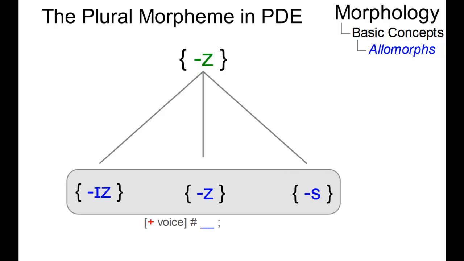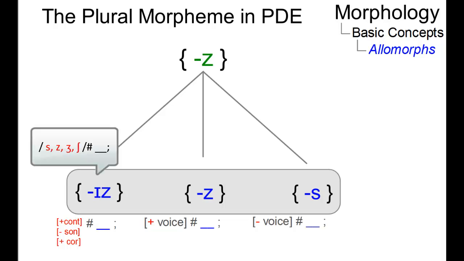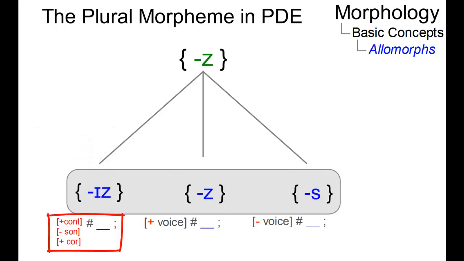The voiced z occurs after voiced phonemes, that is, after vowels and voiced consonants. The voiceless s occurs after voiceless consonants, and the morph iz occurs after s, z, zh, and sh, and in terms of distinctive features, after continuant coronals that have the feature sonorant.